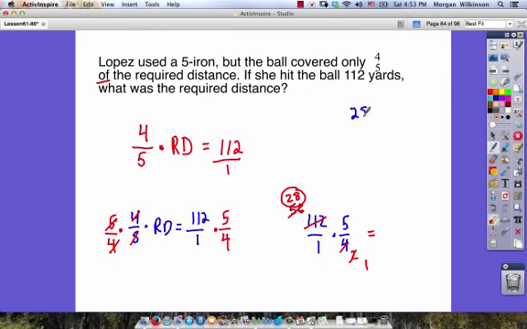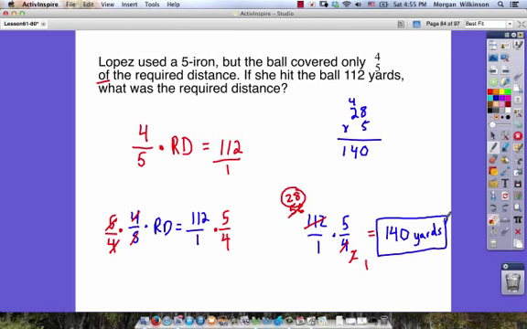Okay, 28 times 5. Let's see if you got it. 5 times 8 is 40. We carry the 4. 5 times 2 is 10, plus 4 more gives us 14. Well, when we look at that, 28 times 5 must be 140. So what was the required distance? This is in yards, so it must have been 140 yards. And we have our final answer.